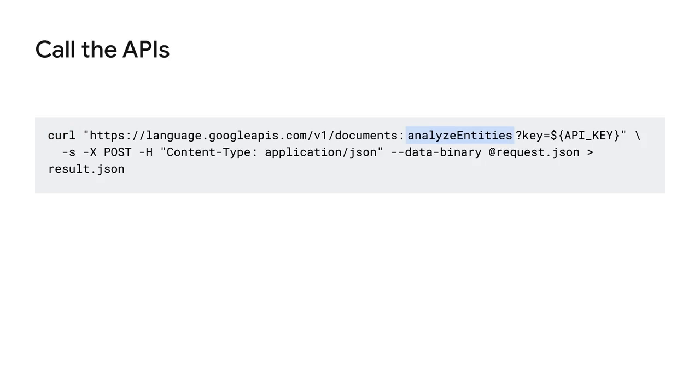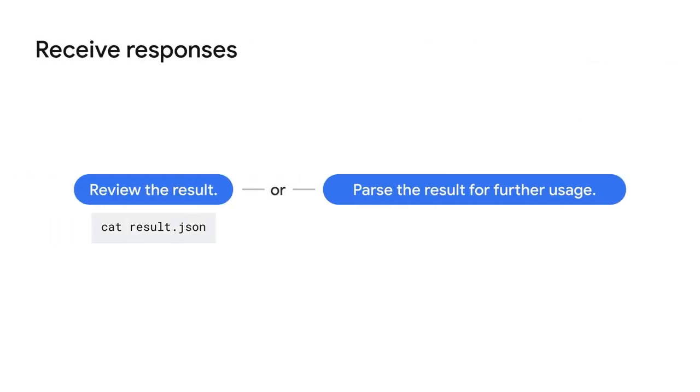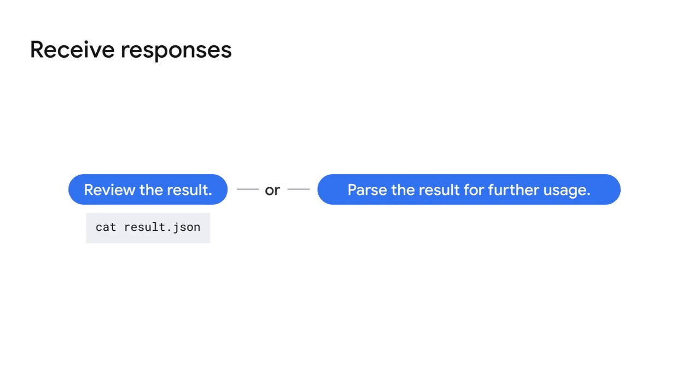In this example, you call the natural language API feature Analyze Entities, pass the request.json file that you just constructed, and save the response to result.json file. Finally, how should you handle the responses? You can review the result by using a command like cat result.json or parse it for further usage.